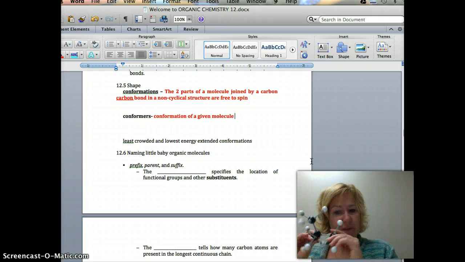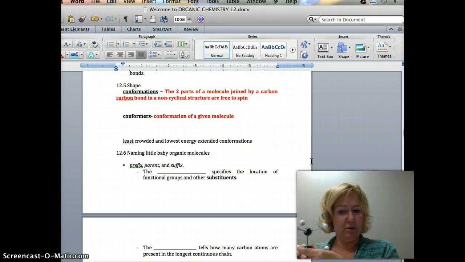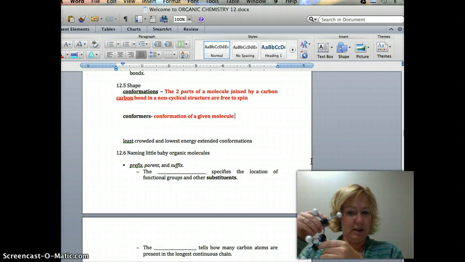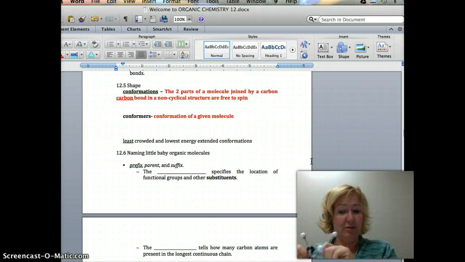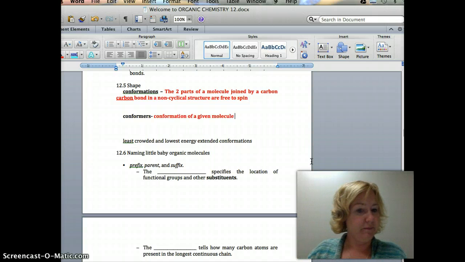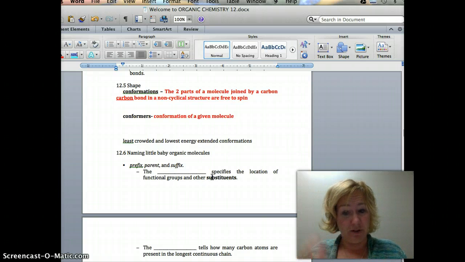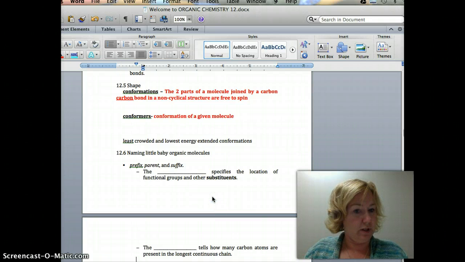These guys are free to spin around. So here's one, he just spins around like that. And he can spin around with this guy too. He can spin, and this guy can spin. They can all spin. They're conformations. They're not doing anything crazy, they just fly all over in space. Those are conformations. The least crowded and the lowest energy is what they're usually going to look like. But it's not thermodynamics. You don't need to know that.